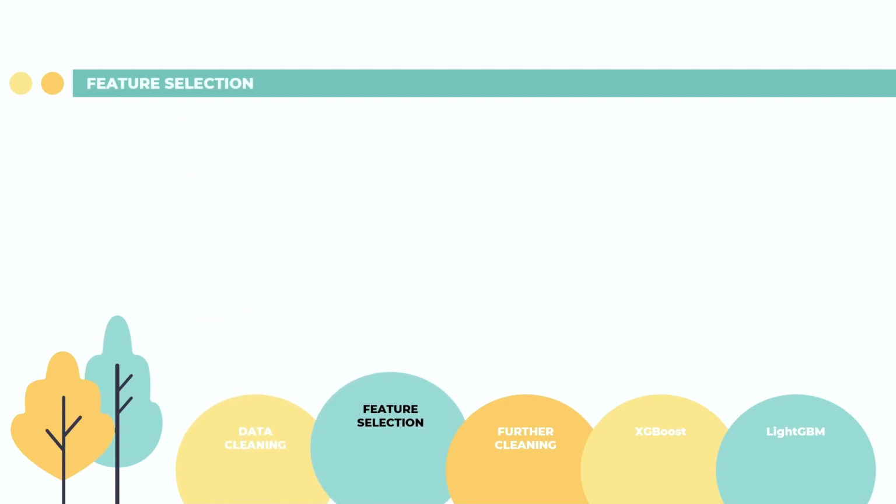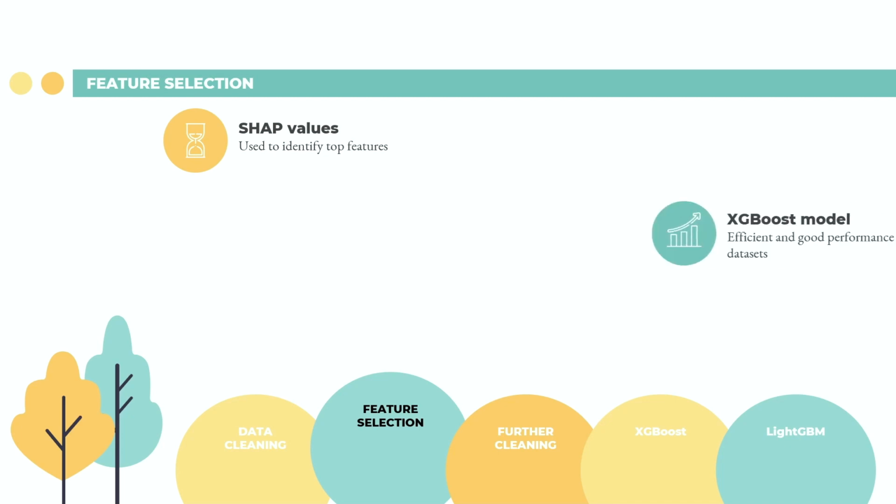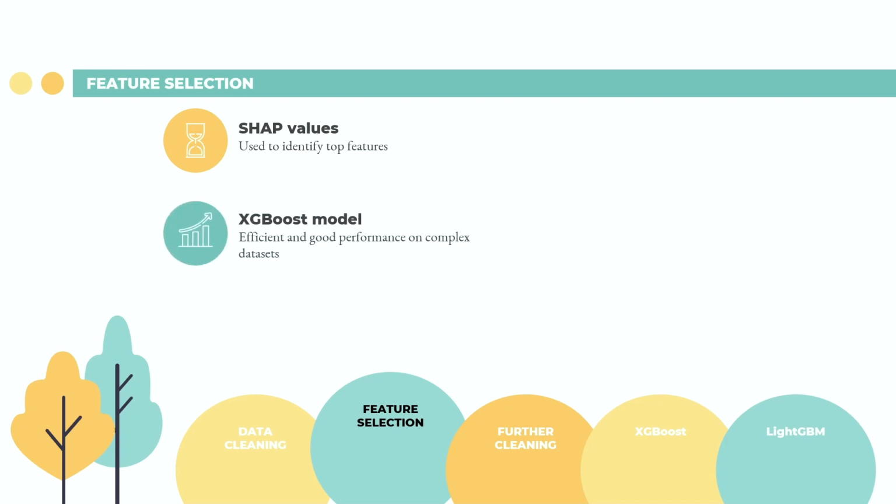Moving on to feature selection, we now attempt to identify the columns with greater importance. SHAP values are values of importance assigned to each feature in a model, and they indicate how a feature will affect the choices the model makes or predicts with the usage of game theory. The values were used for us to determine the top features of our XGBoost model, which we chose for the property price prediction due to its efficient and good performance on complex datasets.